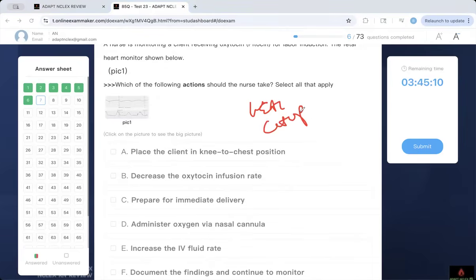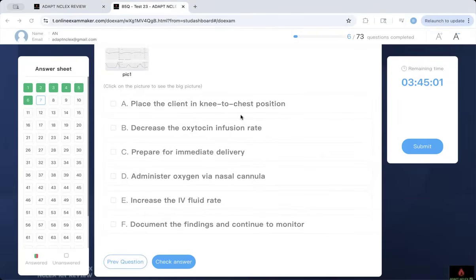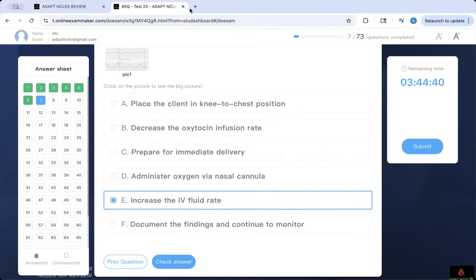And I said, okay, VCHOP, late deceleration is placental insufficiency. That means I should improve blood flow to the placenta. Place the client in the knee chest position. That's for variable deceleration. No, wrong move. You should not decrease Pitocin. You should stop it. You don't need immediate delivery. Stop the Pitocin. Give the mommy oxygen, but not nasal cannula, not rebreather. They will need IV fluid. And then you don't need to continue to monitor. Why? Because the treatment for late deceleration is LION. First, stop the Pitocin, lateral position, IV fluid, oxygen, and notify the provider.